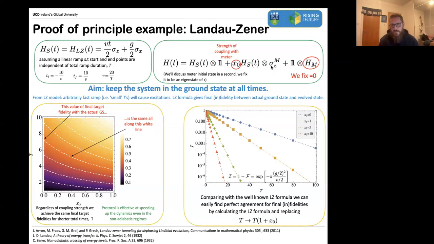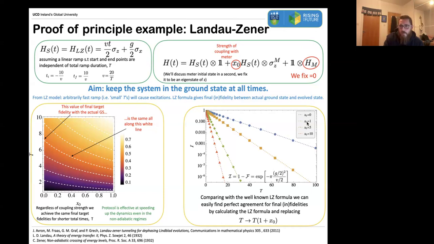We'll come to that in a second. What I'm showing here in this plot is essentially the same sort of information that we had here, but just for various different strengths of interactions. The blue curve here would be the bare Landau-Zener result again. So if I don't couple to the meter whatsoever, as I perform the ramp progressively slower, I approach the adiabatic limit essentially exponentially.